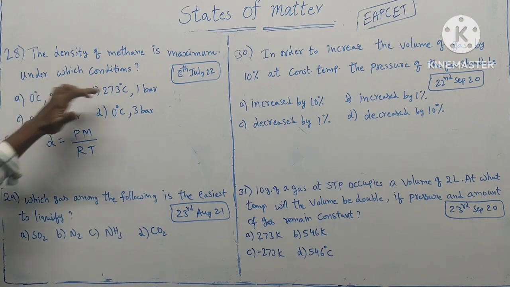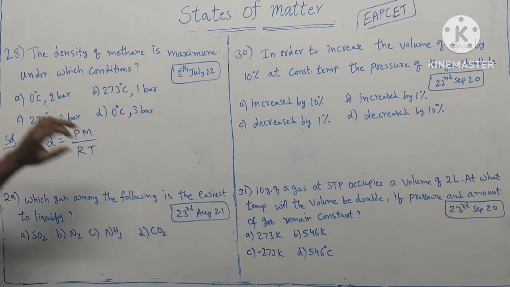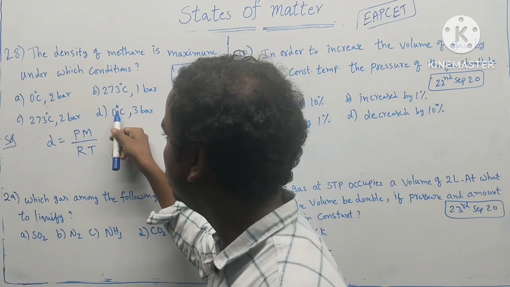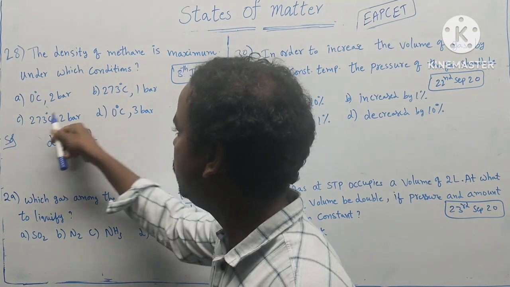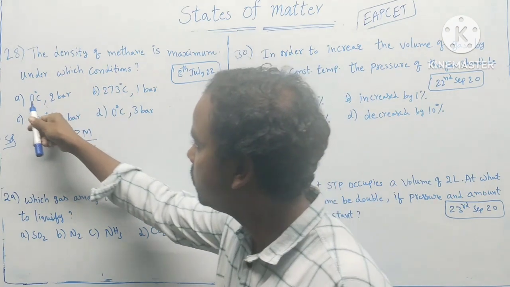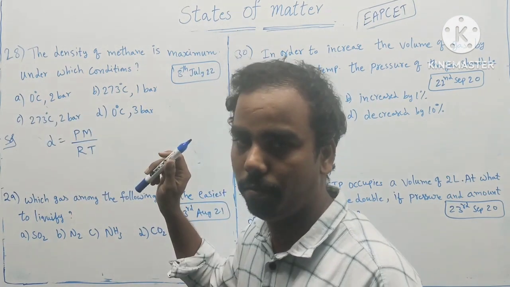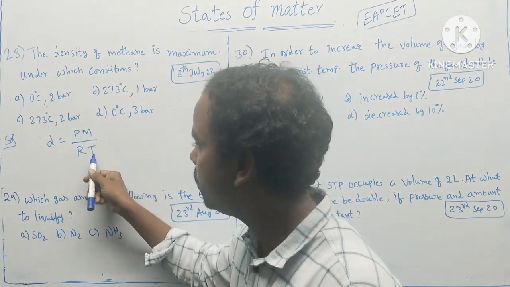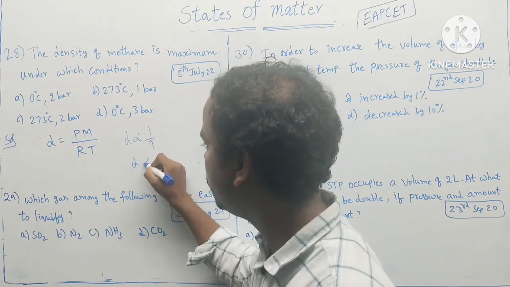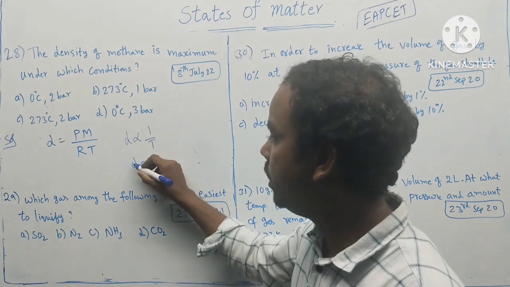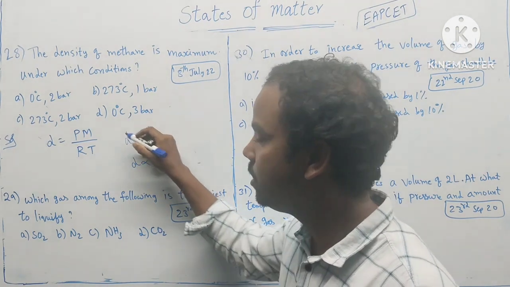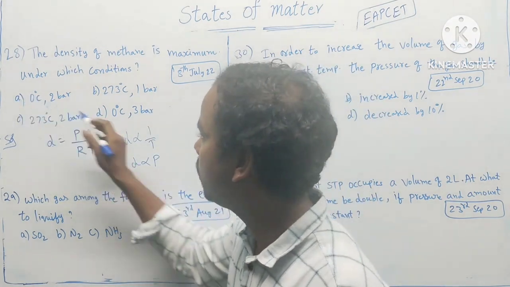Low temperatures, in the 4 conditions, which one has low temperature? Here 0 degrees centigrade, 0 degrees centigrade. These two, 73 degrees centigrade, are high temperatures. So the answer may be A or D. Because low temperature, density is inversely proportional to temperature, density is directly proportional to pressure. So when pressure increases, density increases; temperature decreases, density increases. So answer may be A or D.